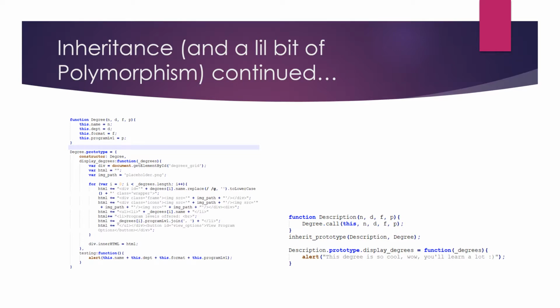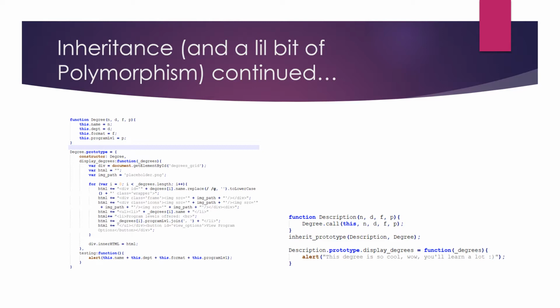Here we have our first object, which is degree. Under degree, we have its data: its name, department, format, and program level. And then we have degree.prototype. I mentioned prototype in the previous slide, but prototype basically allows you to define methods under this object. This object has two methods: display degrees, which is pretty self-explanatory, and then testing, which I just used to make sure that the right values were getting passed through.